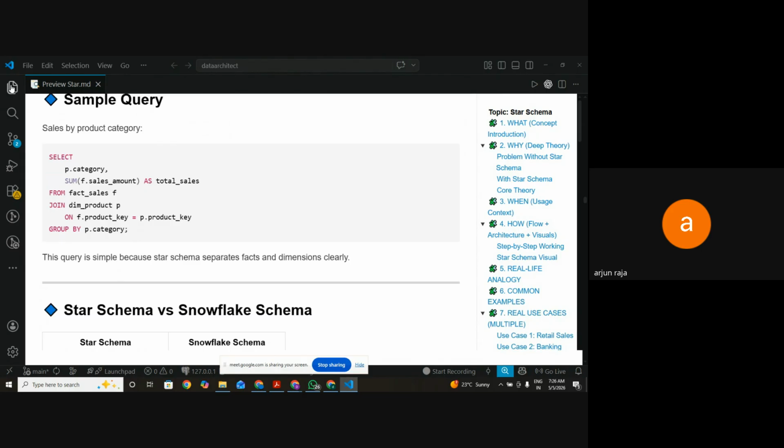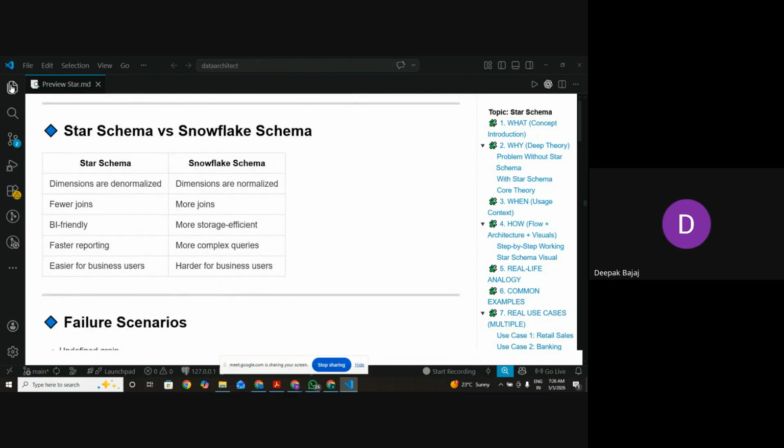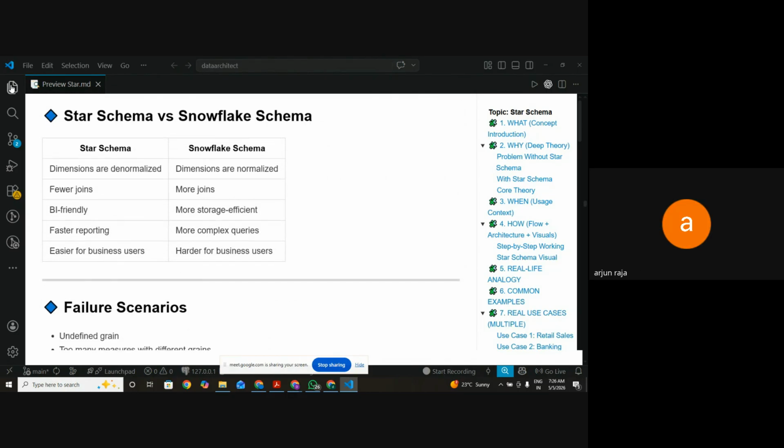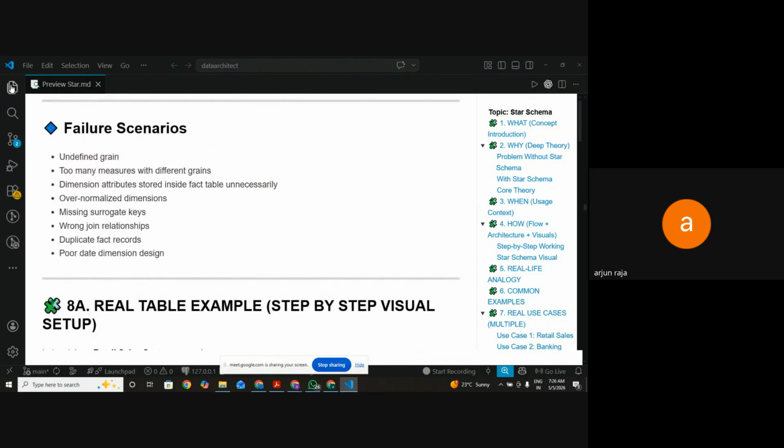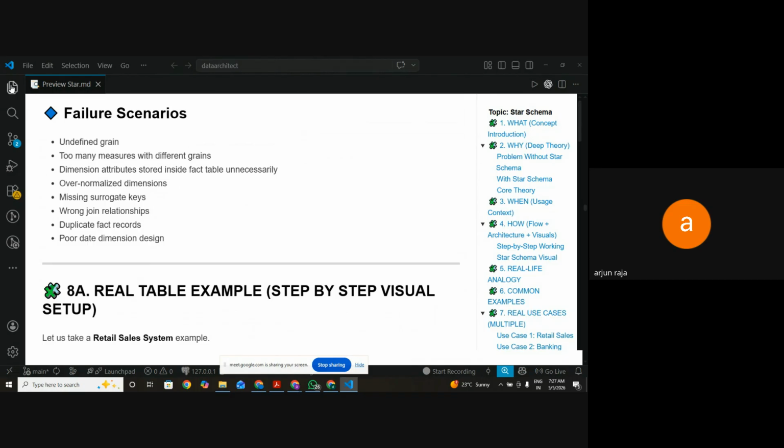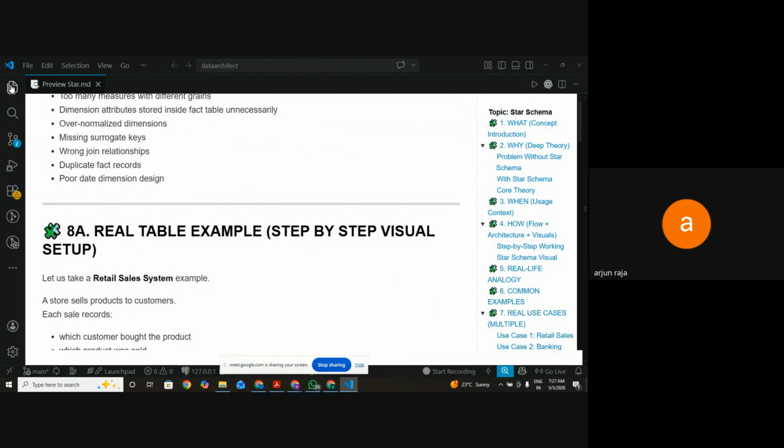Correct. Star schema versus Snowflake schema, which we already read here. Failure scenarios: undefined grain, too many measures with different grains, dimension attributes stored inside the fact table unnecessarily, while measurables should be stored in the fact table. Also over-normalized dimensions, missing surrogate keys, wrong join relationships, duplicate fact records, poor date dimension design.